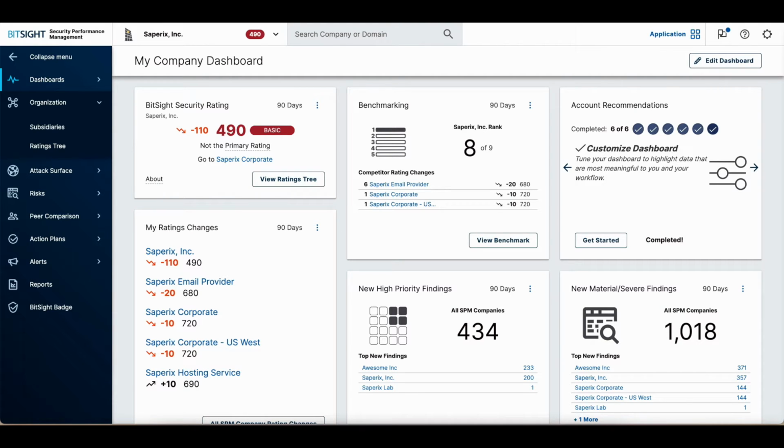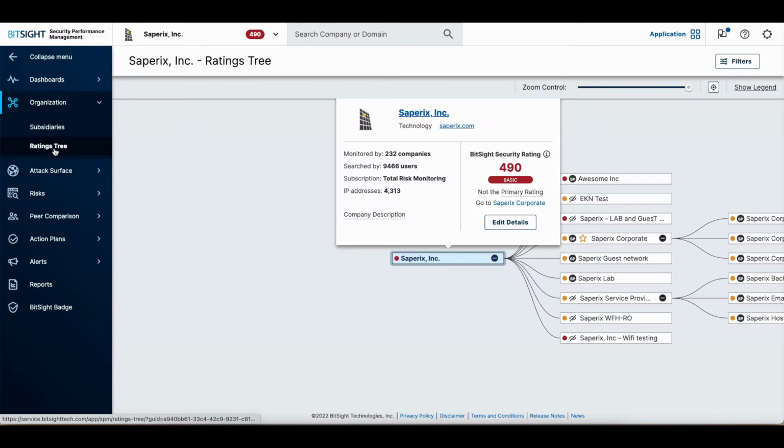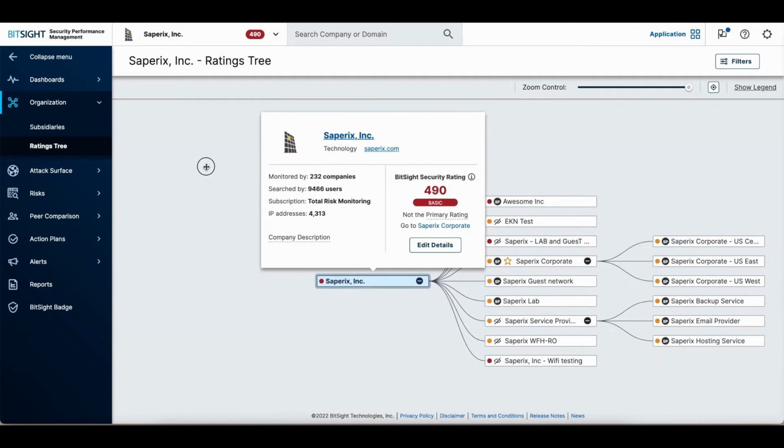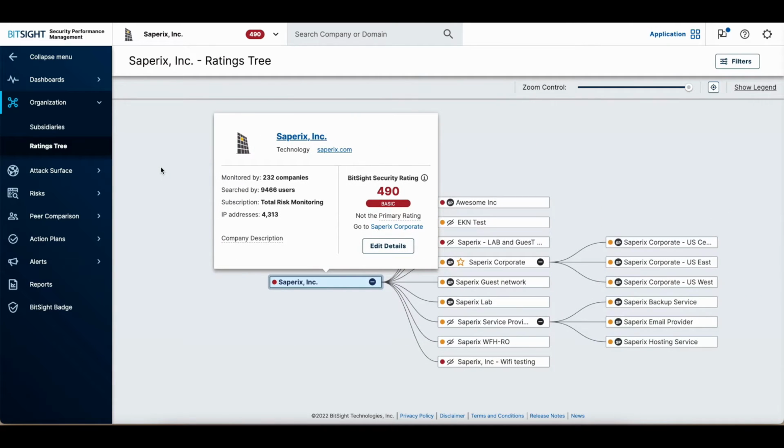Now that I've got the hang of my rating, it's time to increase leverage and empower the team. So I'll show you how to make both management and governance jobs easier and more efficient by being equipped with the right data and tools. Using the BitSite ratings tree, an organization is broken down into component parts.